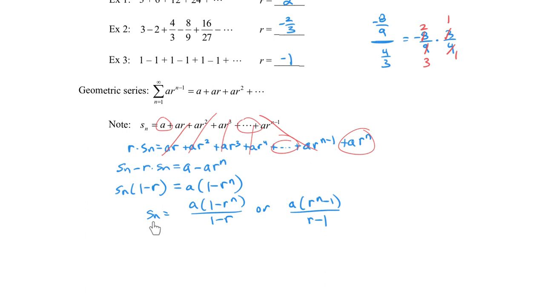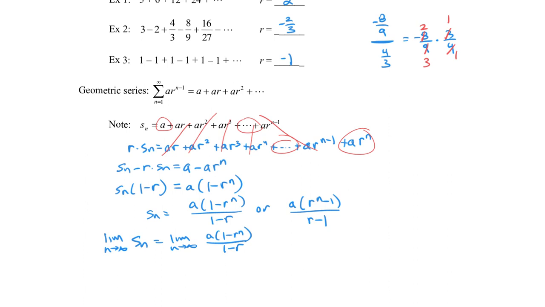Because in calculus, what we do is we take the limit of this thing as n approaches infinity. So we're going to do the extra step in calculus. So here's where calculus comes in. We take the limit as n approaches infinity of S sub n, the nth partial sum. That gives us the limit as n approaches infinity of A times 1 minus R to the n over 1 minus R.